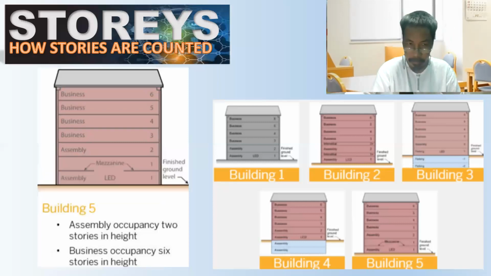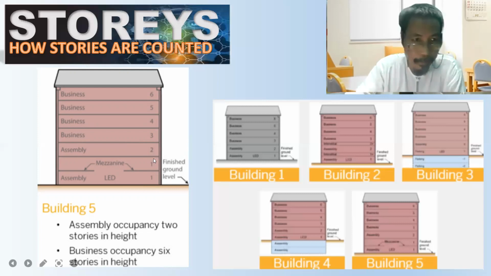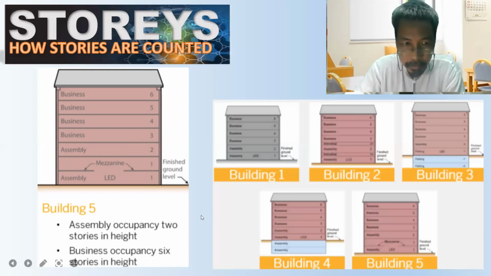Next example, building number 5. Take a look at the picture. We have finished ground level. We have the designated level of exit discharge to be the first floor. And we have first floor mezzanine. And then second floor, and then third floor to 6th floor are for business purpose. So first floor is assembly, second floor is assembly, but we have mezzanine. How to determine the floor number of the building?